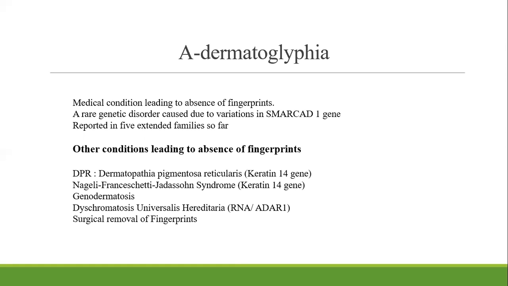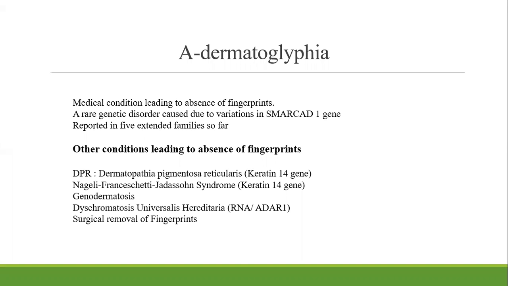So the only difference in these two is that in the case of DPR, the pigmentation, like your fingertips, they become black or blue in color. That is very chronic. So you see, it is also accompanied with, you know, a lot of deformation in your teeth. But in the case of Naegeli syndrome, you don't have acute pigmentation of your fingertips and your teeth are perfectly normal. Then we have genodermatosis.